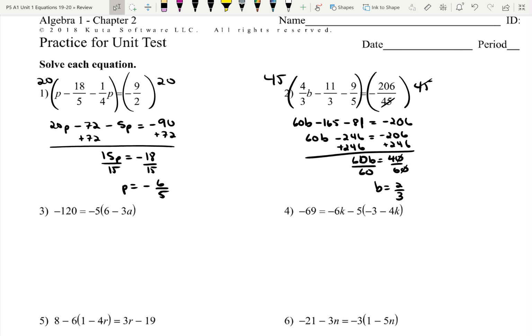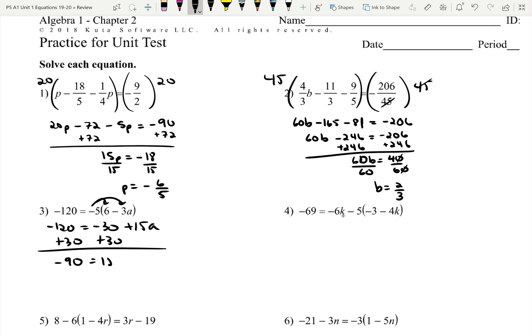Negative 120 is already alone on the left, but that negative 5 needs to be distributed in number 3. So we have negative 120 equals negative 30 plus 15a. Adding 30 to each side to reverse subtracting 30, we have negative 90 equals 15a. Dividing both sides by 15, a is equal to negative 6.